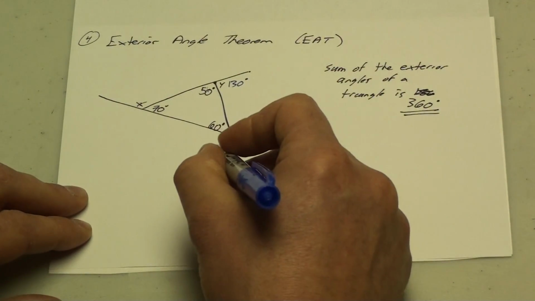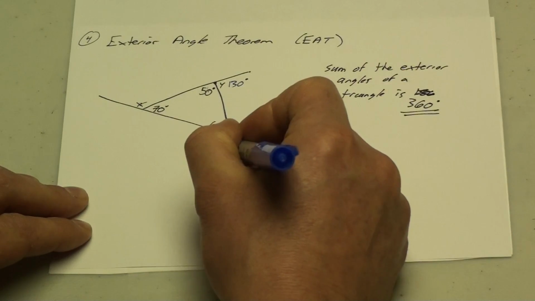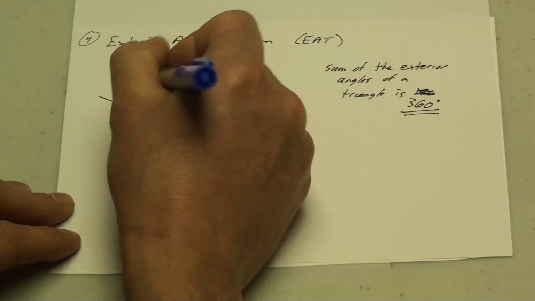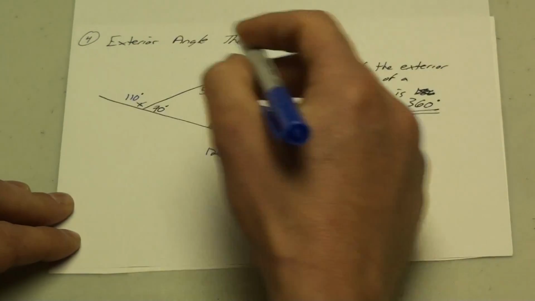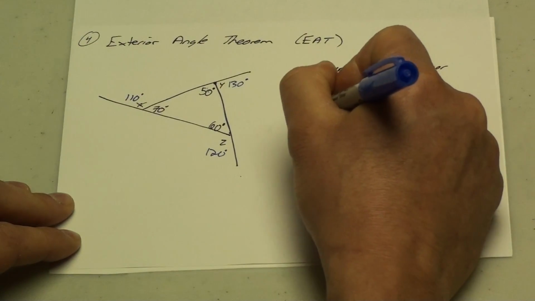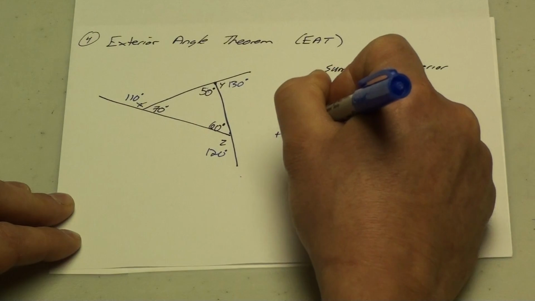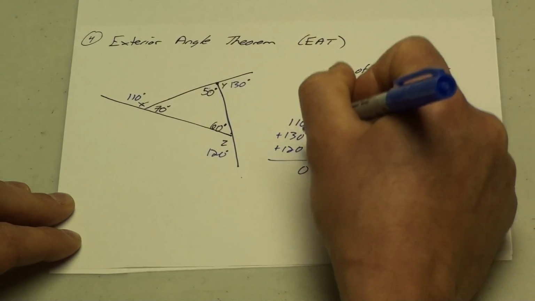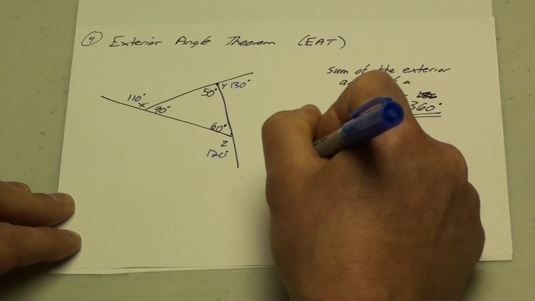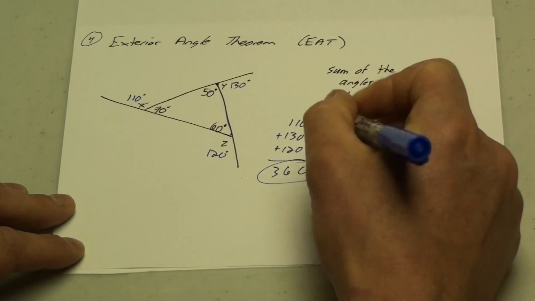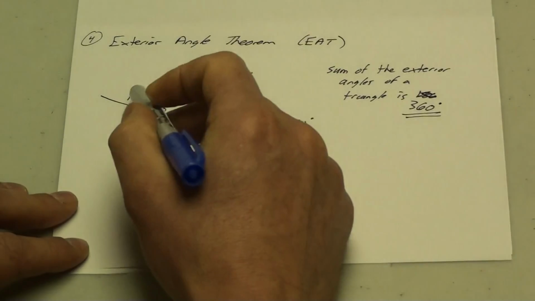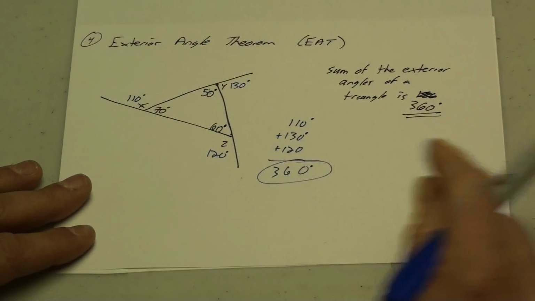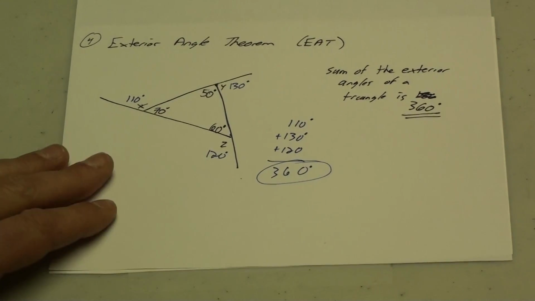If I have 60, this exterior angle here is 120 degrees. And if I have 70 degrees, this exterior angle is 110 degrees. And if I was to add up all these exterior angles, 110 plus 130 plus 120, I add them all up, 360 degrees is what they all add up to. All the exterior angles add up to 360 degrees. And that's not just for a triangle, that's for any kind of polygon.